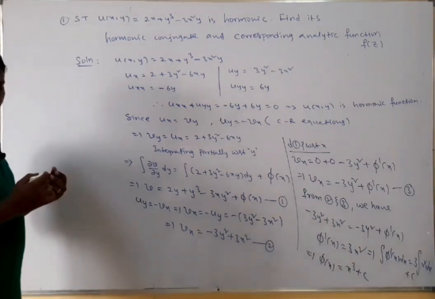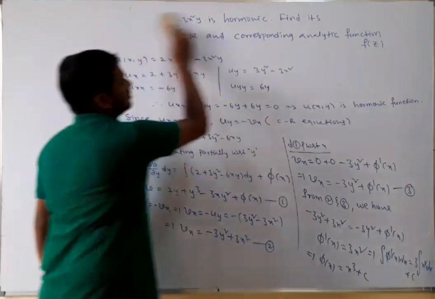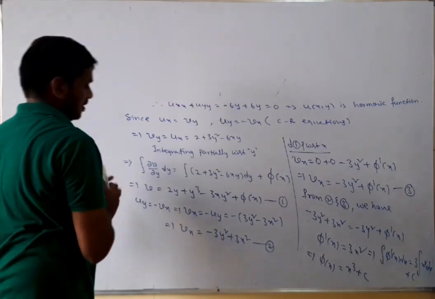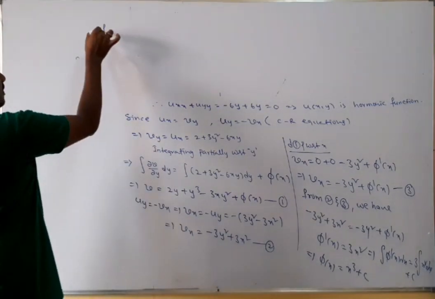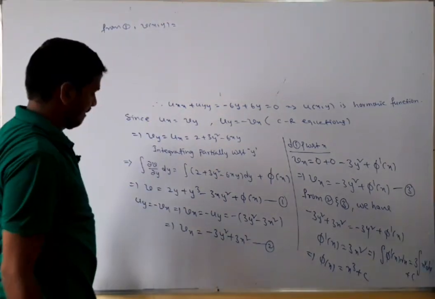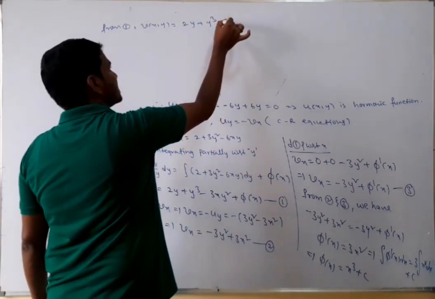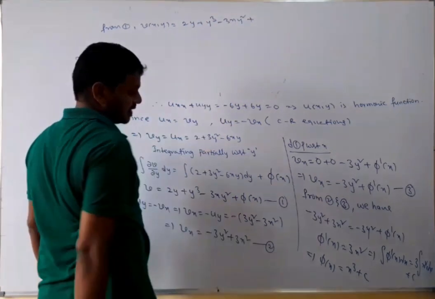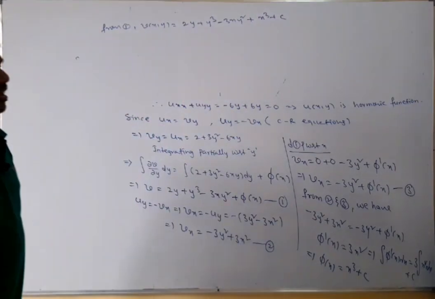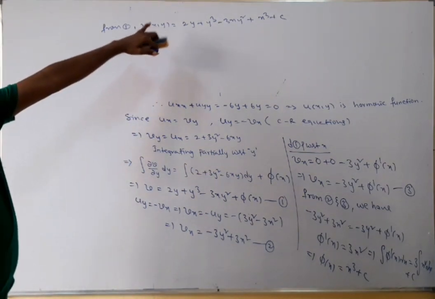If I substitute the phi of x, then you will get the v of x comma y. Right. From 1, v of x comma y is equal to 2y plus y cube minus 3xy square plus what is there? x cube plus c. What is the corresponding conjugate of a harmonic function? So here the harmonic conjugate is v of x comma y we have.